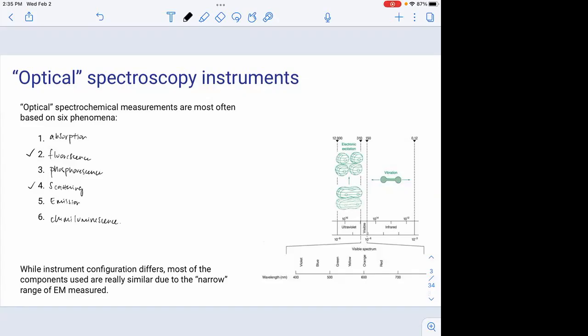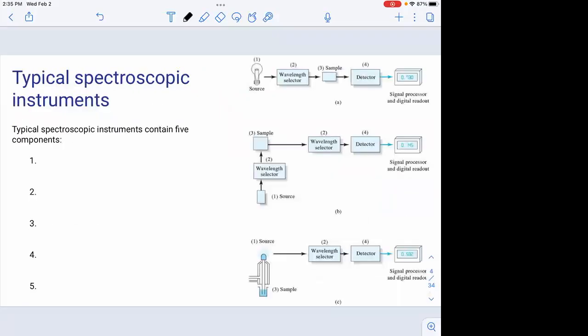We're thinking like 400 to 800 nanometers, right? It's not a huge swath of the electromagnetic spectrum. And so a lot of the components that we use, no matter where they are, are the same. So let's take a look. In general, typical spectroscopic instruments have 5 components, though where they are located within a particular instrument can vary.